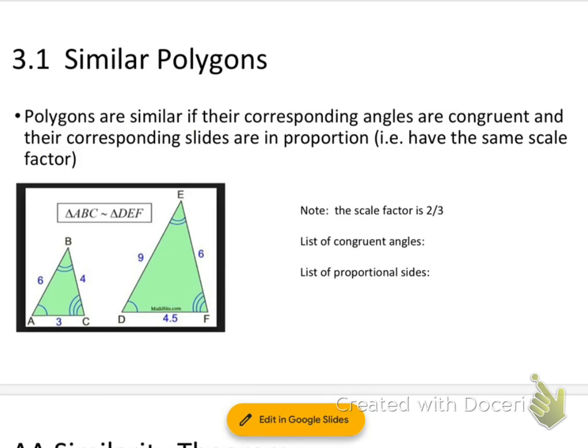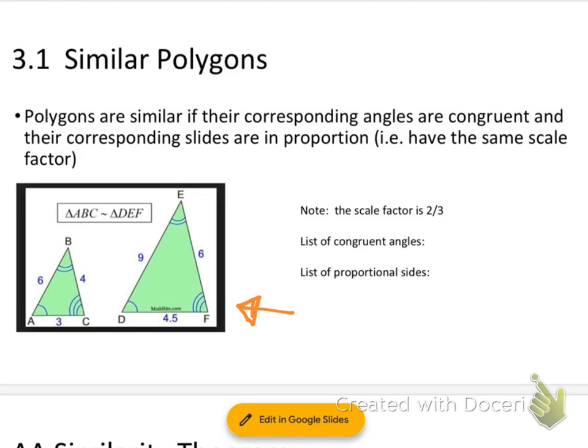Okay, in the previous chapter, Chapter 2, we talked about congruent triangles, and we said that congruent triangles have all the same side lengths and all the same angles. Okay, so another category of triangles or of polygons is similar polygons or similar triangles. So here's an example of two similar triangles.